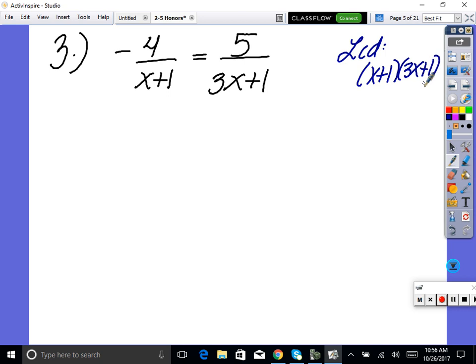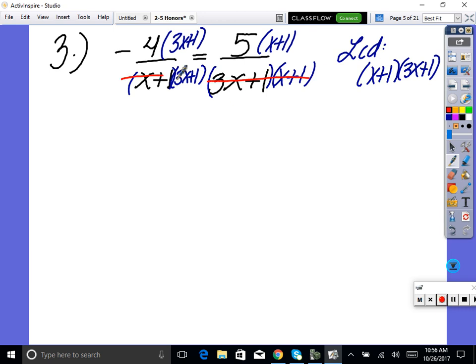All right, so this one needs a 3x plus 1. I better use parentheses if there's two terms. This one needs an x plus 1. This one needs an x plus 1. Now look at your denominators. Are they truly the same? So we can solve using the numerator. So now we would do negative 4 times 3x, negative 12x, negative 4 times positive 1. And then 5 equals 5 times x. 5 times positive 1. Well, look at that.